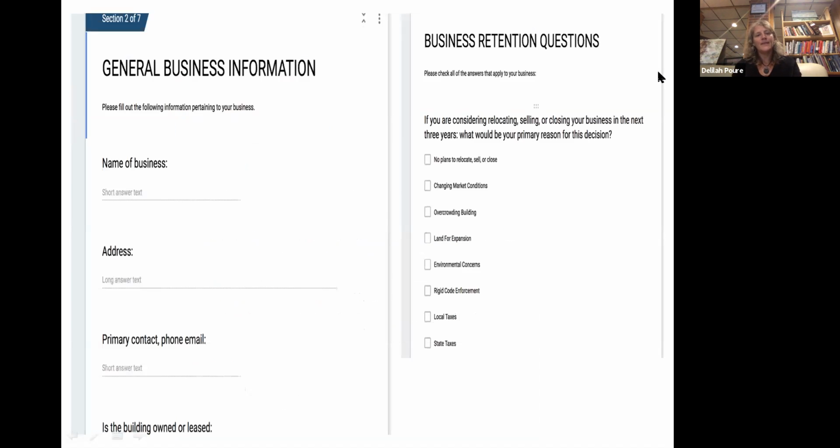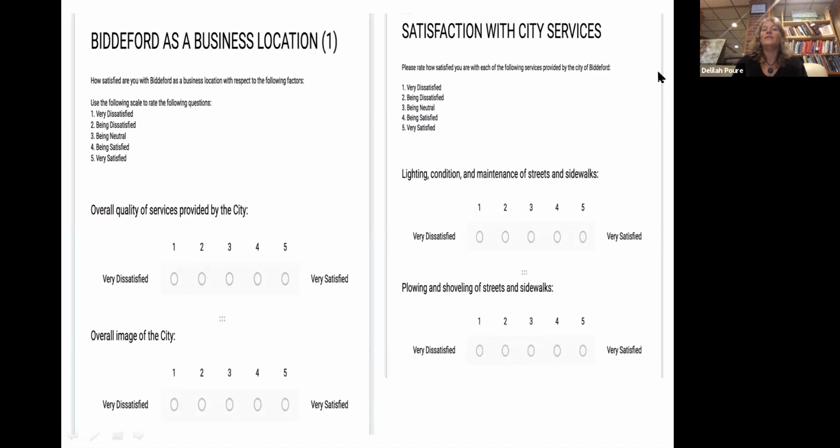Wow, great. So these are pretty quick slides to go through, but just general business information, some business retention questions. The first one was, if you are considering relocating, selling or closing, what would be your primary reason? So just trying to get some of that information from people. Then, finding out information about Biddeford as a business location. So that had a whole set of questions. Knowing how the business owners feel about the overall image of the city was a question we wouldn't have the chance to ask in too many other settings. So there were 6 or 7 questions in each of these categories.